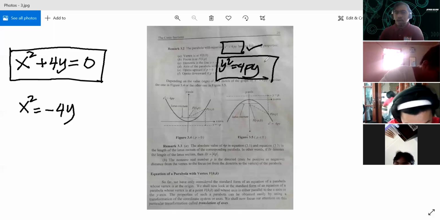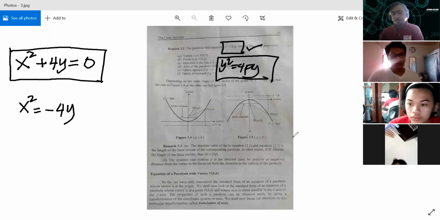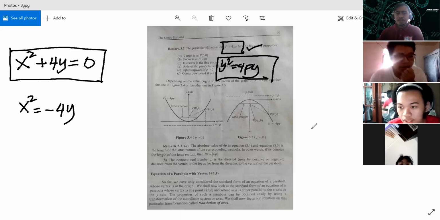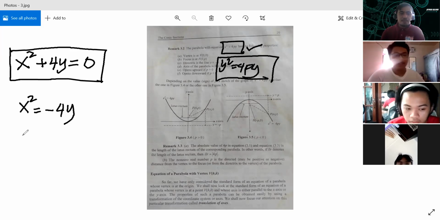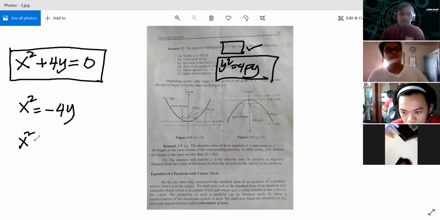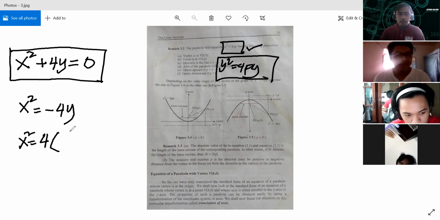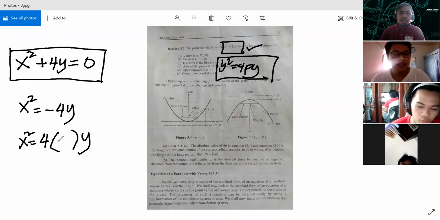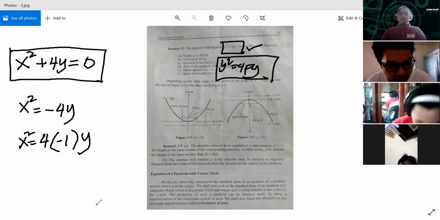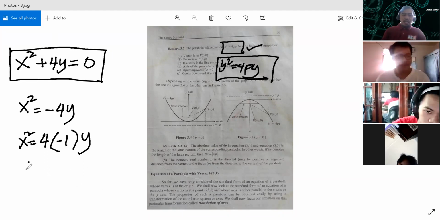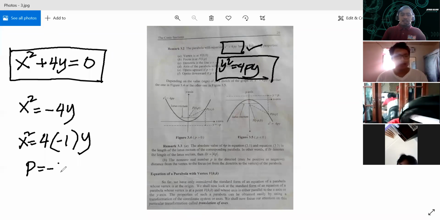Now, let me ask you, what is your p? Negative 1, sir. Negative 1. Very good, because it can be written as x squared equal to 4py, and this is negative 1. So it is clear that your p is negative 1.